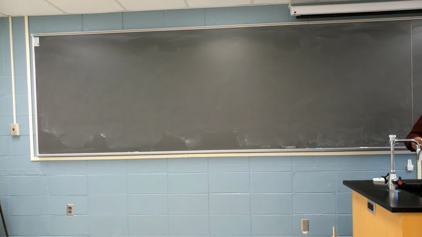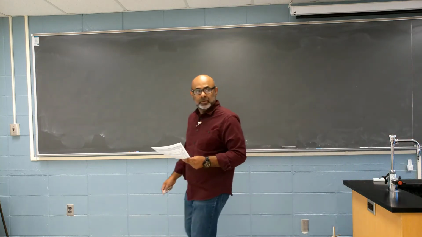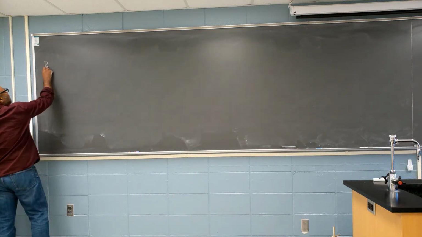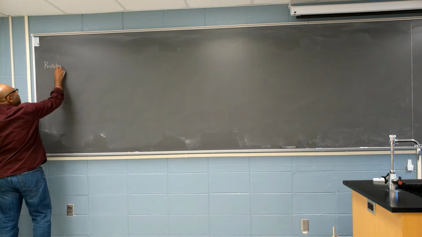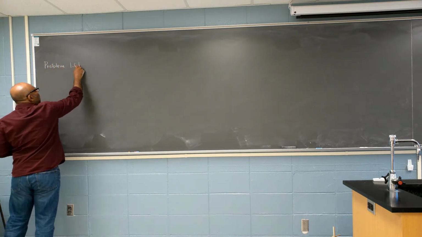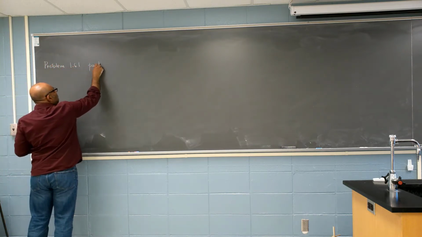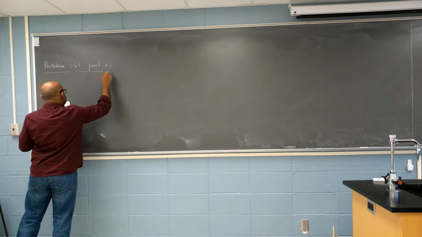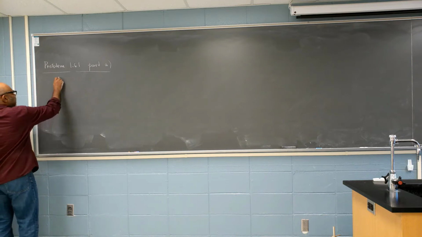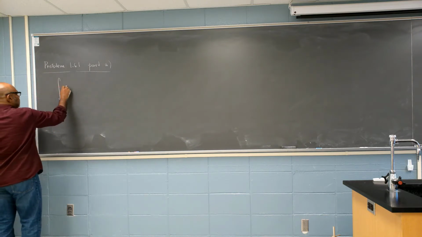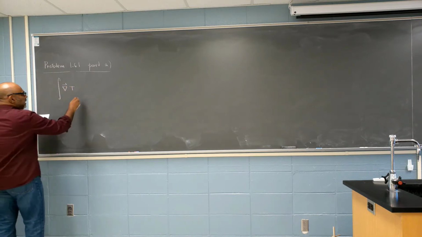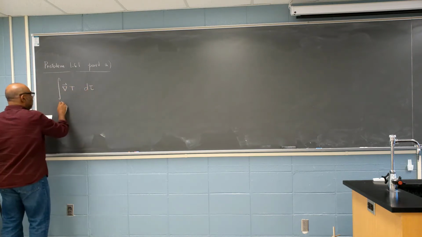So let me write the problem down. Problem 1.61, part A. This is from Griffiths, of course. And the problem states, show that this is true. So I take the gradient of some function and integrate this along some volume.